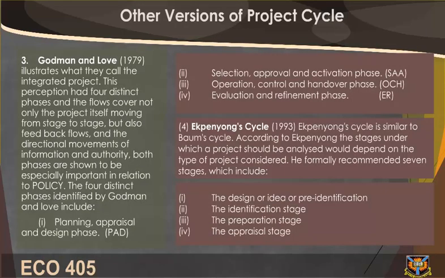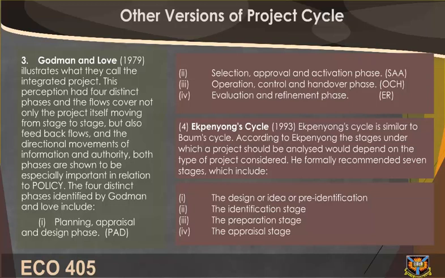3. Goodman and Love, 1979. This illustrates what they call the integrated project. This perception had 4 distinct phases, and the flows cover not only the project itself, moving from stage to stage, but also feedback flows and the directional movements of information and authority. Both phases are shown to be especially important in relation to policy.